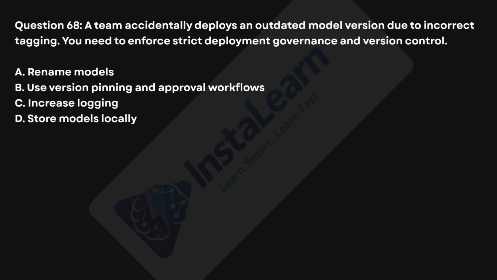Question 68. A team accidentally deploys an outdated model version due to incorrect tagging. You need to enforce strict deployment governance and version control. A. Rename models. B. Use version pinning and approval workflows. C. Increase logging. D. Store models locally.